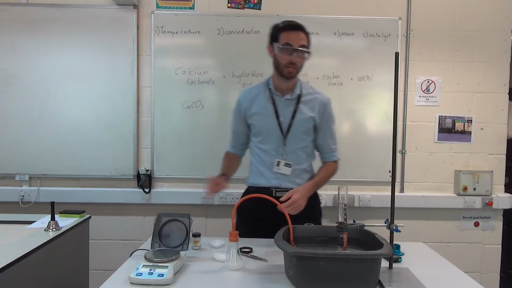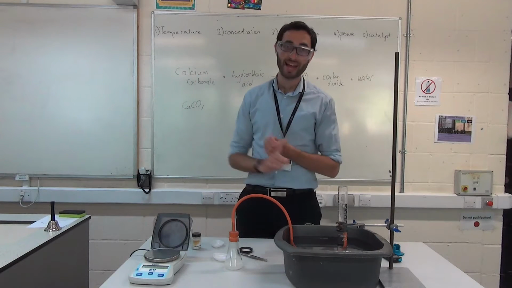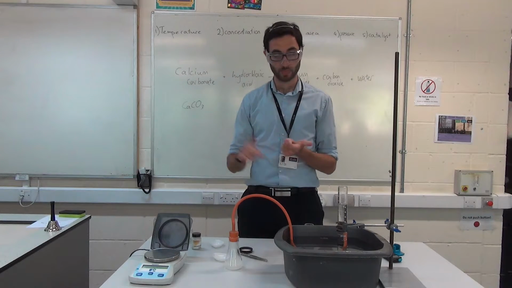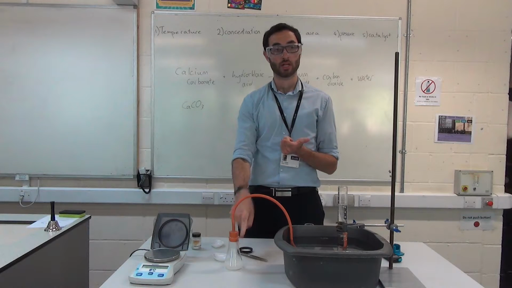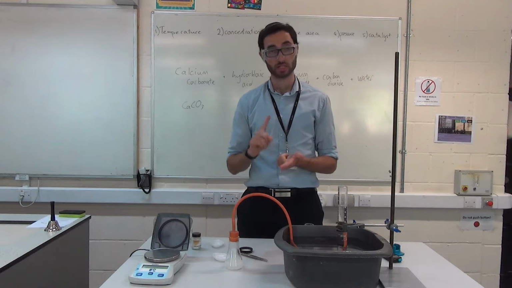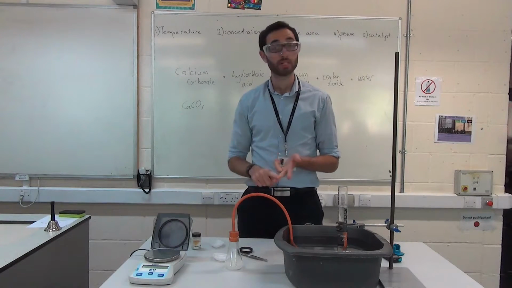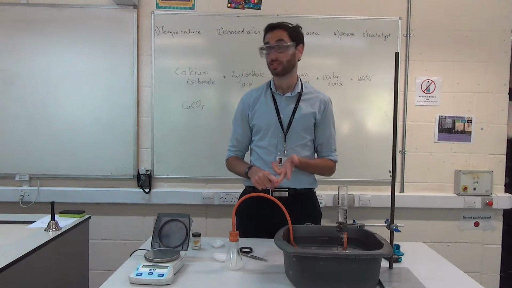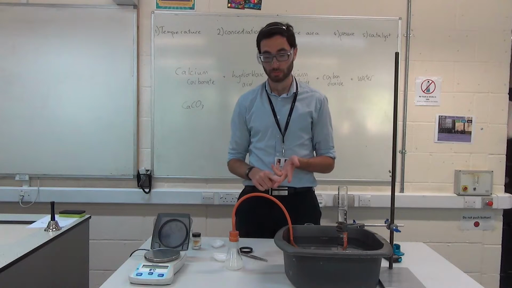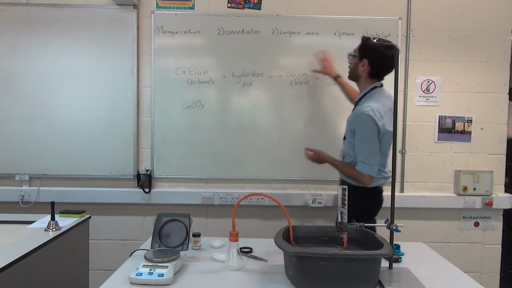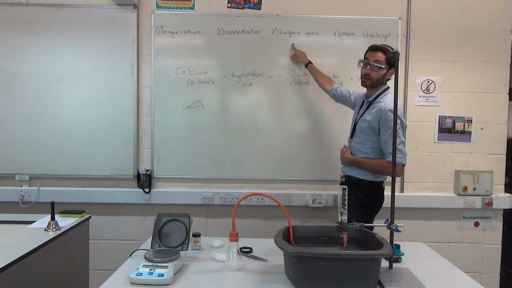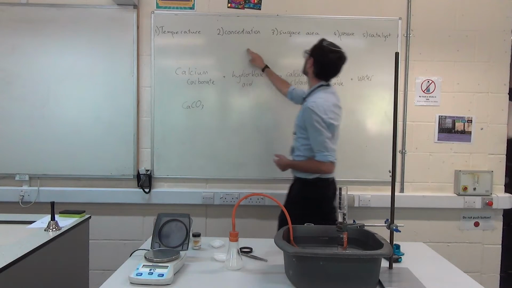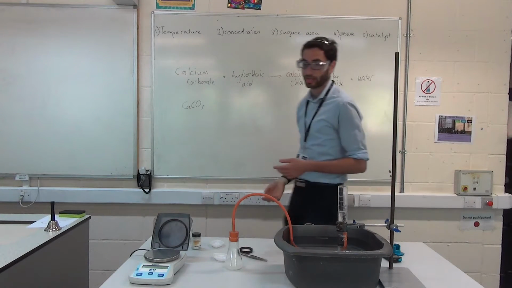The things that I need to keep the same are the mass of marble chip that I'm using, the volume of acid that I'm using, and I want to use a measuring cylinder to make sure I get the same volume every time. Which particular acid I am using. Am I using hydrochloric acid, nitric acid, phosphoric acid, sulfuric acid, whatever acid I'm using, I'm going to want to keep it the same. And then all these other variables. So if I'm changing the surface area, I want to keep the temperature the same, the concentration the same, the pressure the same, and I want to use no catalyst.